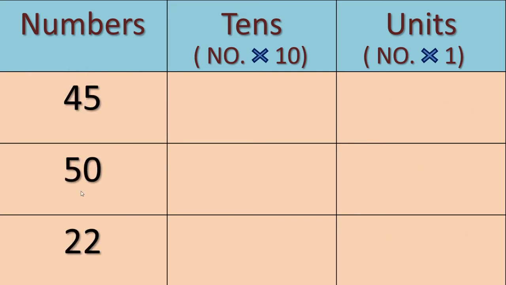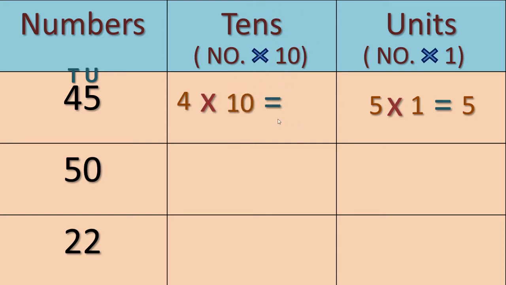Here 45, 50 and 22. Okay, here 5 is in the unit place and 4 in the tens place. Means all these numbers are in the unit place, and these numbers below T are in tens place. Okay, we'll begin. 5 in the unit place. So 5 multiplied by 1, that is equal to 5. 5 ones are 5. And 4 multiplied by 10, because 4 is in tens place, that is 4 tens are 40.